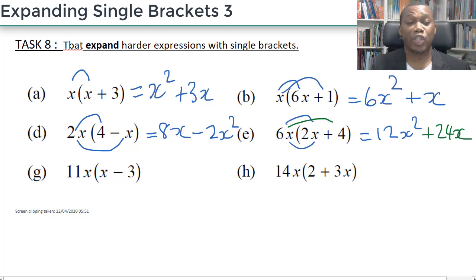Now we have G. How did you get on with G? 11x times x is 11x squared. Then 11x multiplied by minus 3 is minus 33x. That's what you have for G. And finally, H, the last one for you to try.